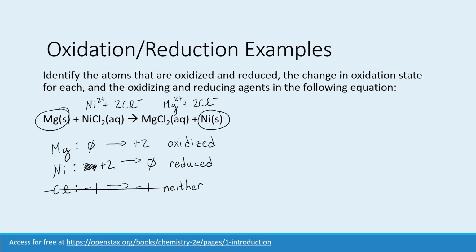And then whatever is oxidized has to be your reducing agent, right? So they're opposite. That is because it is reducing the nickel, and the nickel is oxidizing the magnesium. And so nickel would be your oxidizing agent.